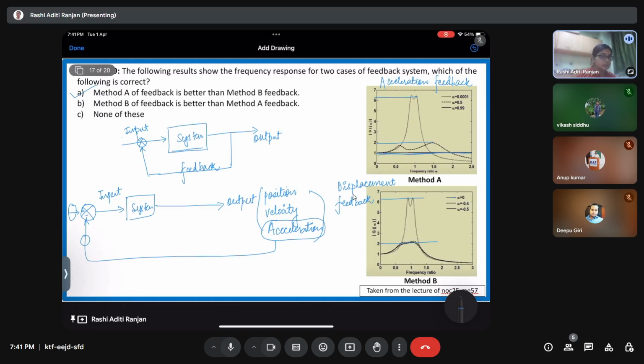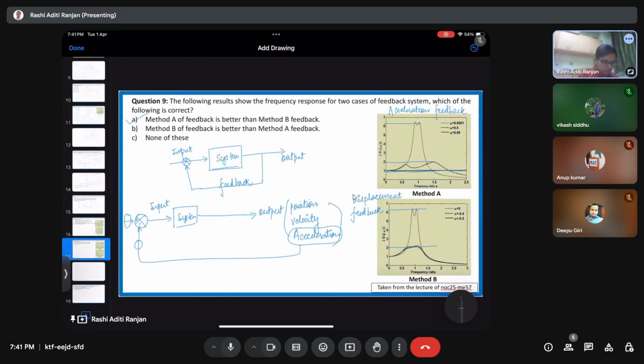However, this is for a linear system. If we talk about a non-linear system, then it becomes very difficult, because there are non-linearities also present in the system. And it may happen that my position control can give me a better result, or even the velocity control can give me a better result as compared to the acceleration feedback. But definitely, acceleration has its own advantage, because here we try to control the second derivative.